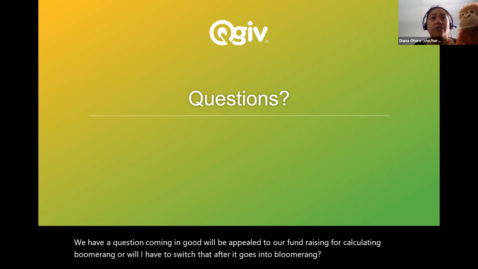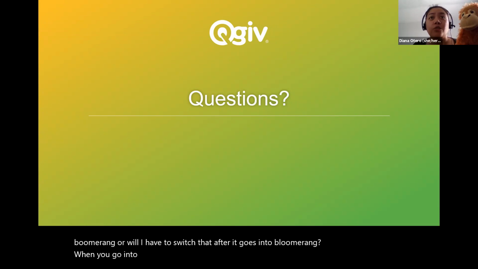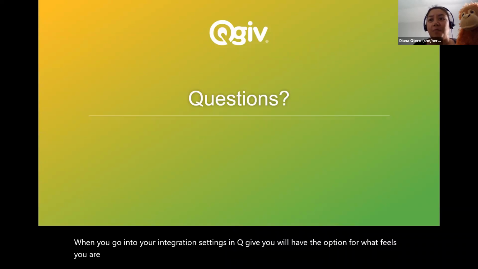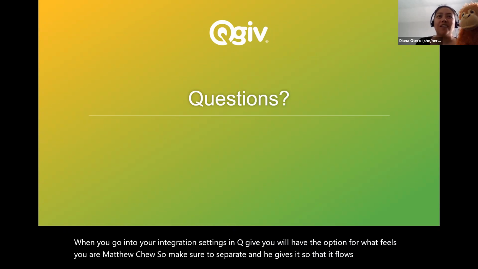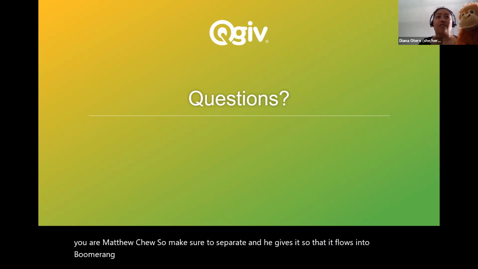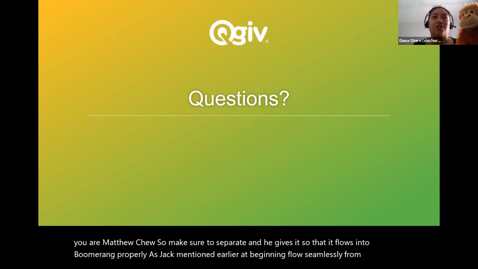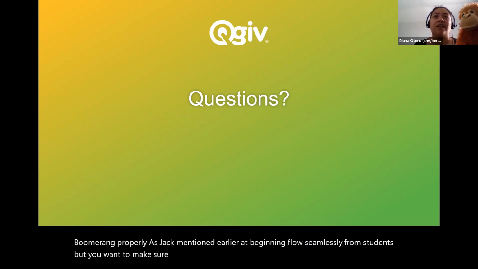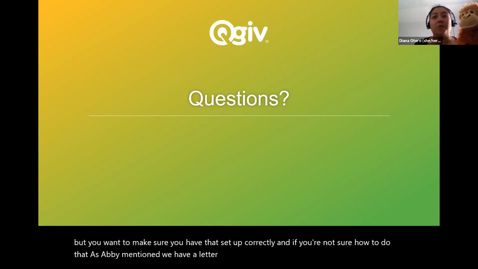When you go into your integration settings in Qgiv, you will have the option for what fields you are mapping to. So make sure to set that up in Qgiv so that it flows into Bloomerang properly. As Jack mentioned earlier, everything flows seamlessly from Qgiv into Bloomerang, but you want to make sure you have that set up correctly. And if you're not sure how to do that, as Abby mentioned, we have a lot of great information that will help you make sure that everything is mapped.